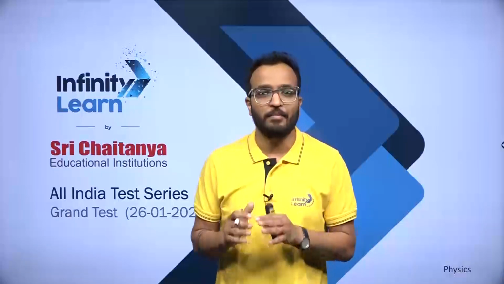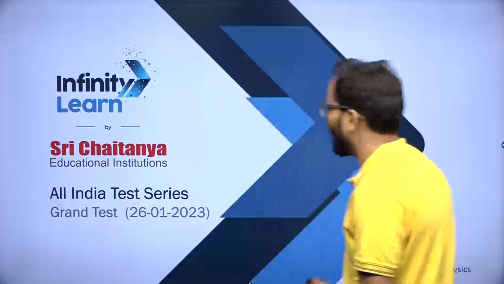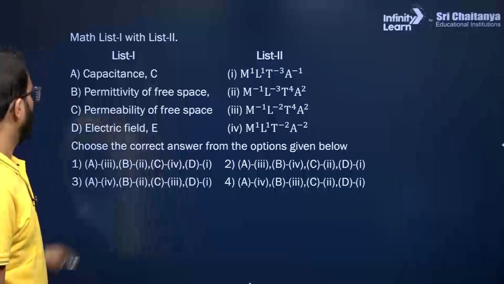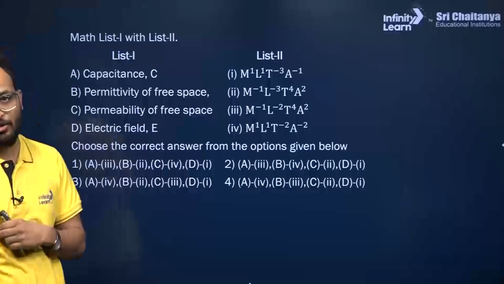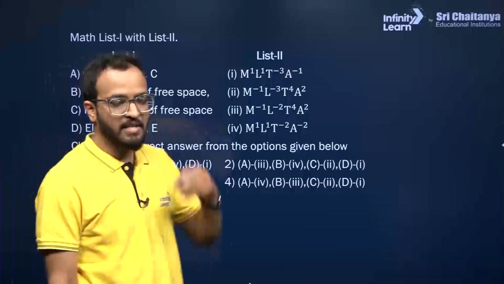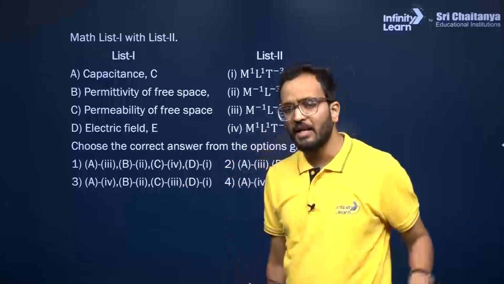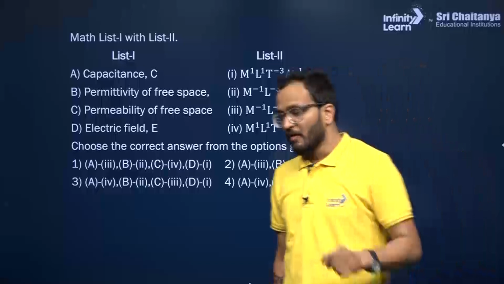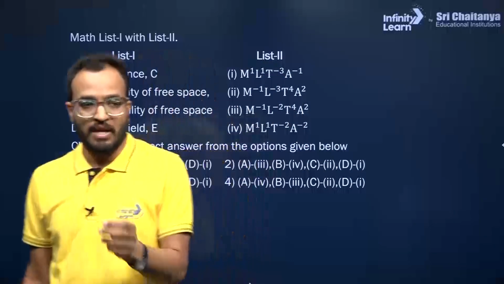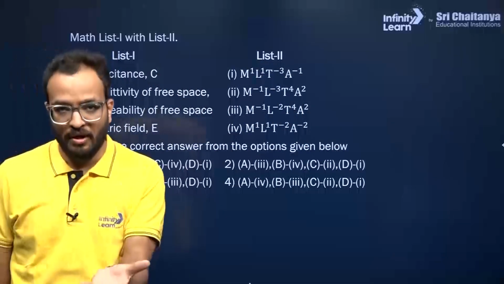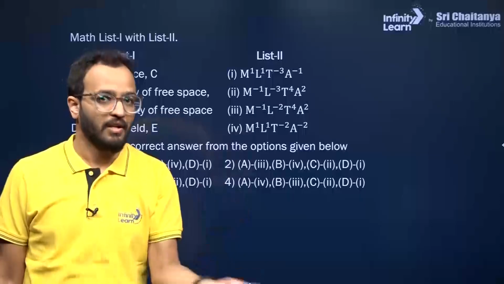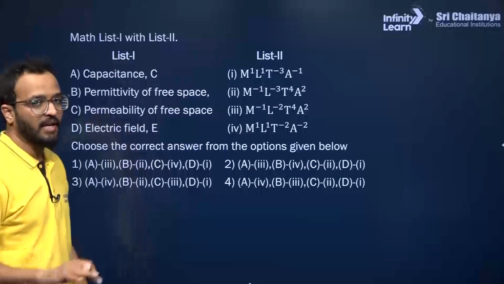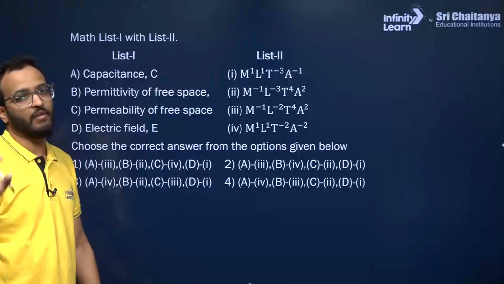AITS physics portion. Okay, so let's quickly begin with it. So here we are going to match list 1 with list 2. Now students, I have been saying this in my classroom many times that the questions are definitely coming from the dimensional formula of epsilon naught, that is permittivity, or mu naught, that is permeability. So it is better you remember either one of them, right?